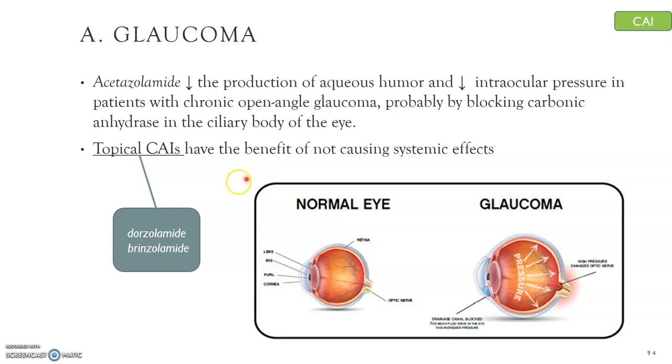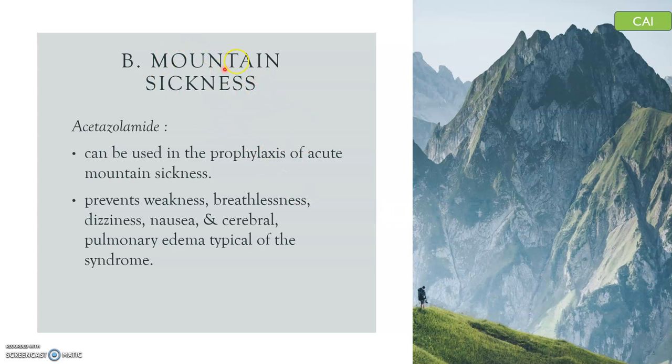One good thing is that we have topical carbonic anhydrase inhibitors, which have the benefit of not causing systemic effects, so you will not see systemic side effects. Topical carbonic anhydrase inhibitors include dorzolamide and brinzolamide. These are beneficial because they can be given directly and don't cause unwanted systemic effects. Number two, it's used in mountain sickness. It can be used for prophylaxis, for prevention of acute mountain sickness. It will prevent weakness, breathlessness, dizziness, nausea, and also cerebral and pulmonary edema, which are all typical of mountain sickness.